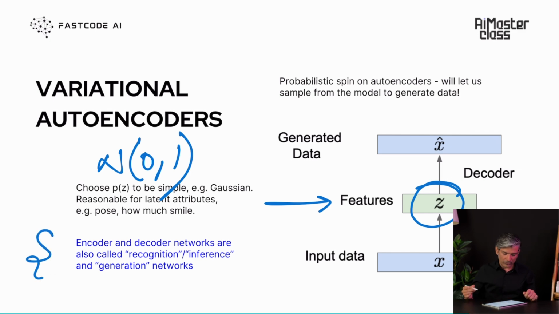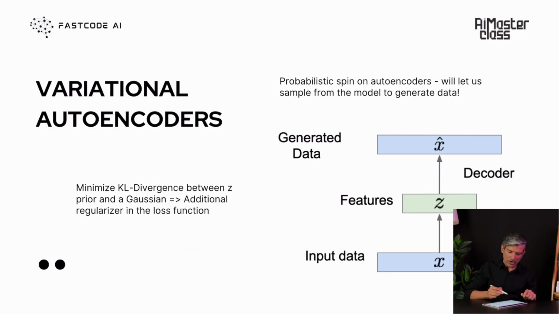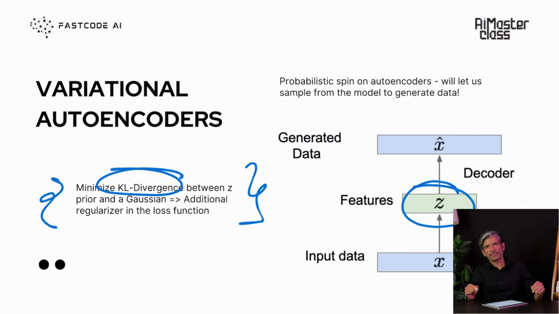And the encoder and decoder networks are also called recognition or inference and generation networks. So how do we enable that? How do we enforce our Z to, let's say, come from a unit normal distribution, a unit Gaussian distribution? The idea is to simply minimize the KL divergence. Look up KL divergence, we'll provide it in the rabbit holes, but essentially it's the distance between the distribution Z and a Gaussian.